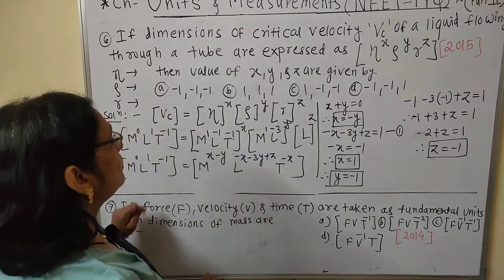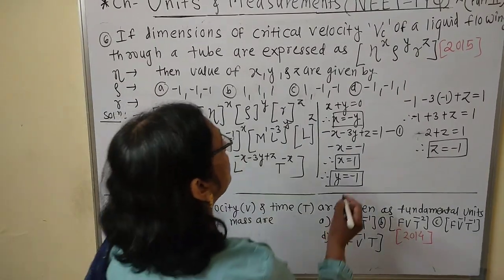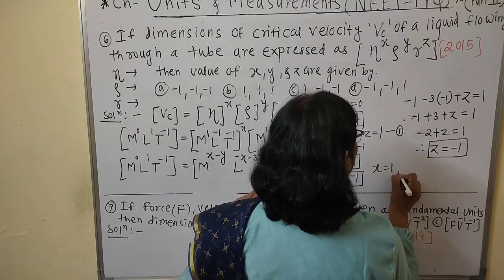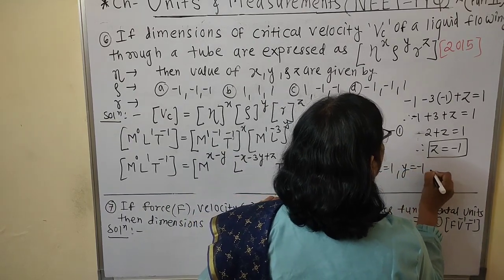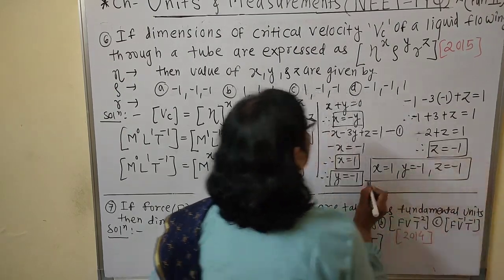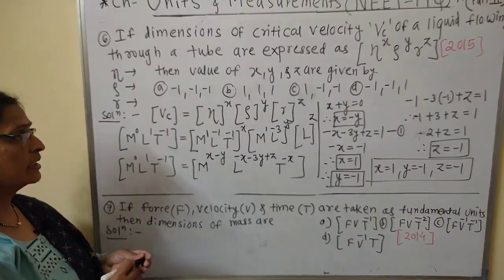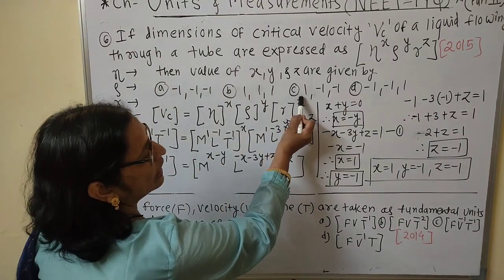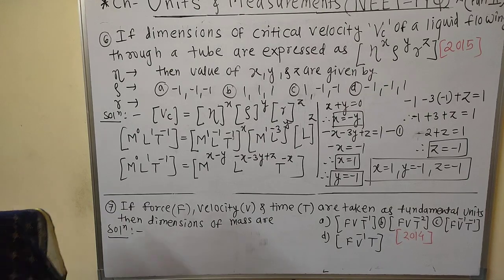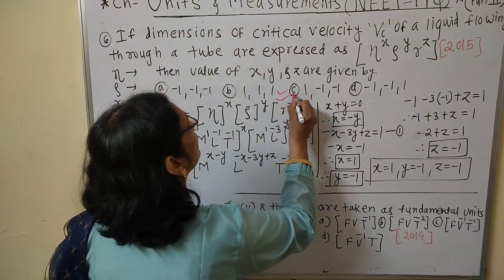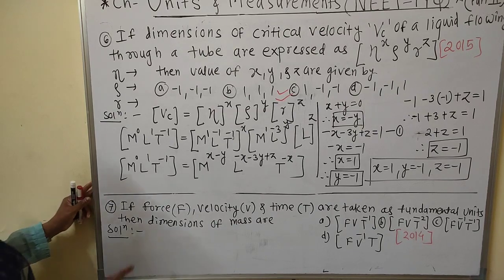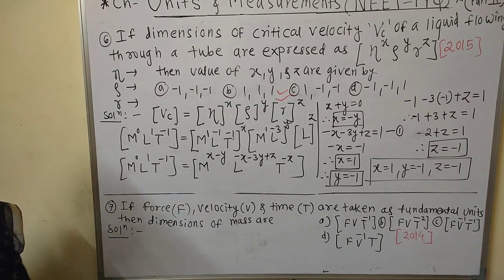Then what is the option? x is equal to 1, y is equal to minus 1, and z is equal to minus 1. Then which option is correct? x raised to 1, y raised to minus 1. C option is the correct option. Understood? Okay. Now in a similar manner, we have to solve this one. Shall I rub this?